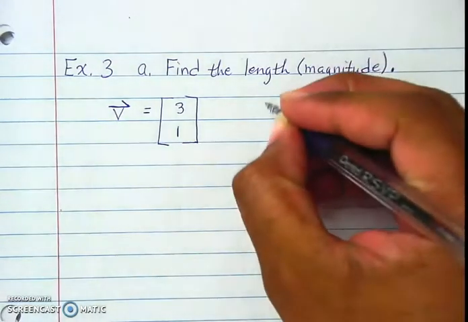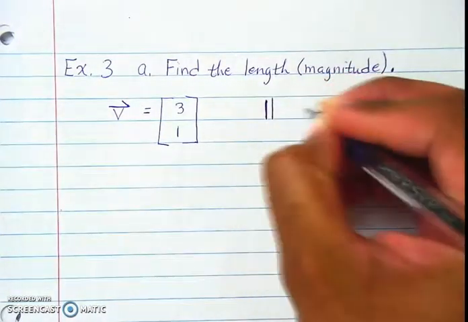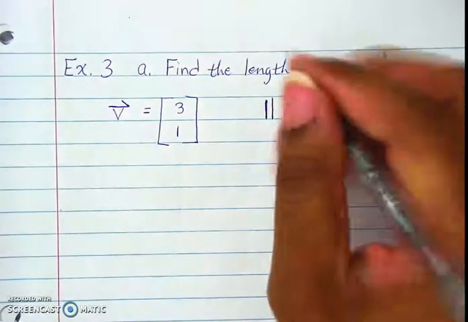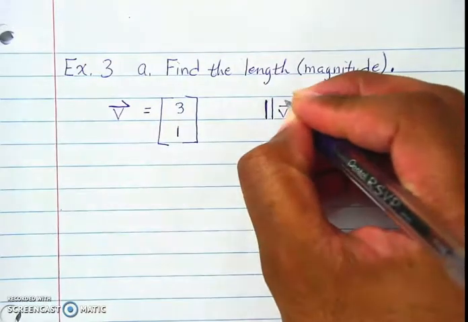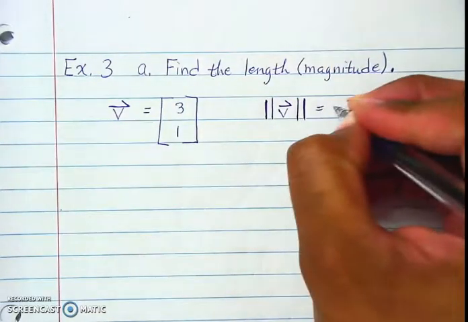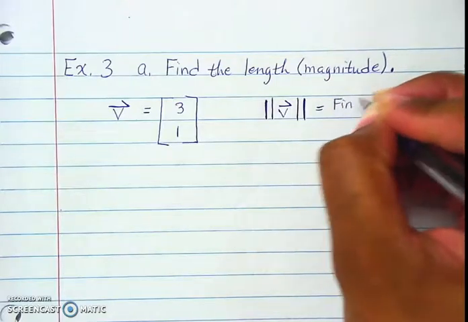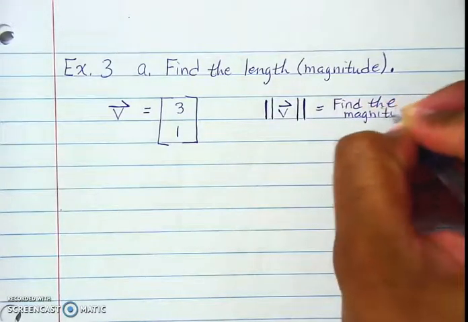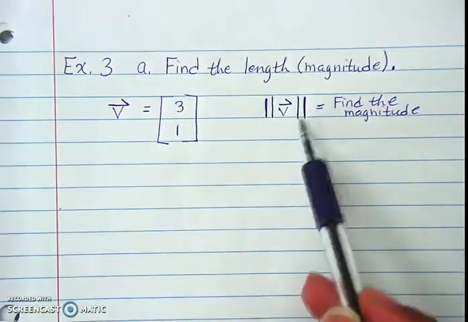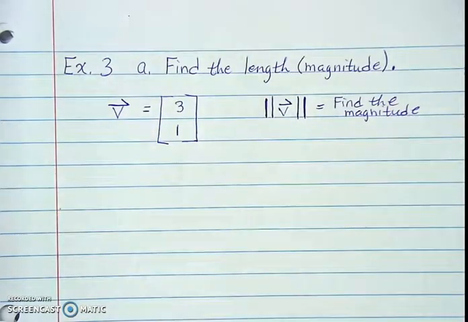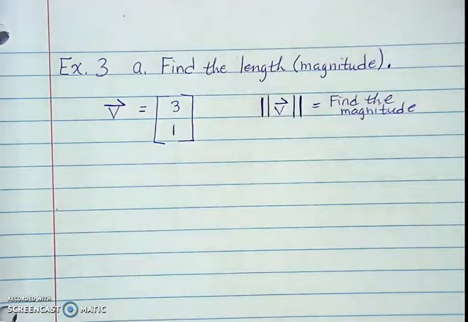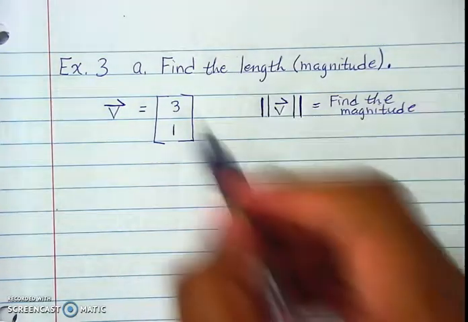Now, another way to see length or magnitude is if they give you two lines on both sides of the V itself. So it could be like this also. This means the same thing as saying find the length, find the magnitude. So if you see this or you see the directions of find the length, you need to make sure you know what they mean, or that they're the exact same thing. If you see these double lines on both sides, that means we're talking about length, magnitude.